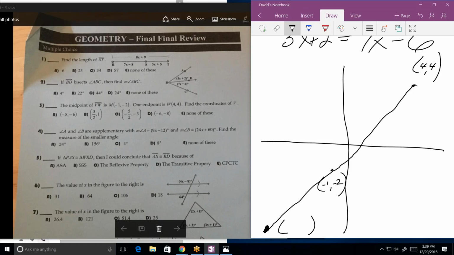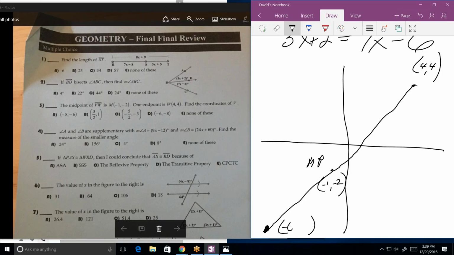I do not know. Well, midpoints are always halfway between the x-coordinates, right? And the y-coordinate of the midpoint is halfway between the y-coordinates. So how far is it from 4 to -1? 5. So how far do I need to go in the same direction to get to my other endpoint? You need to go -5 from -1. Which gives you?